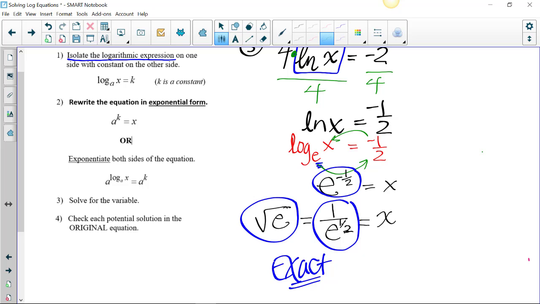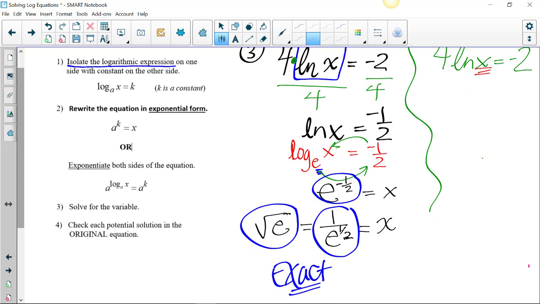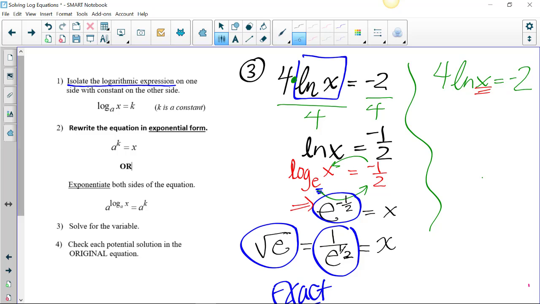Okay, now I want to check this for a reason because there's some cool properties we can check out. So go back to the original equation, and in place of x, I'm going to leave it as my original here for a reason. If I replace that, then I get 4 times the natural log of e to the negative 1/2 is equal to negative 2. That's what I'm trying to figure out. Does the left equal the right?